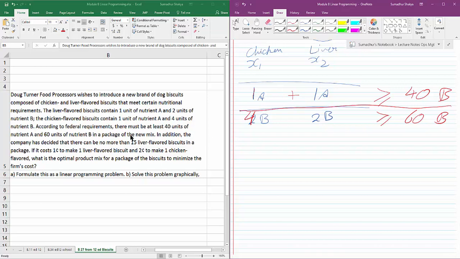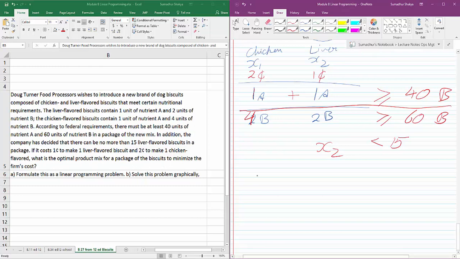And what else? In addition, the company has decided that there can be no more than 15 liver flavored biscuits. So x2 has to be less than 15 in a package, and it costs 1 cent to make one liver flavored biscuit and 2 cents to make chicken flavored. So this costs 2 cents, this costs 1 cent.